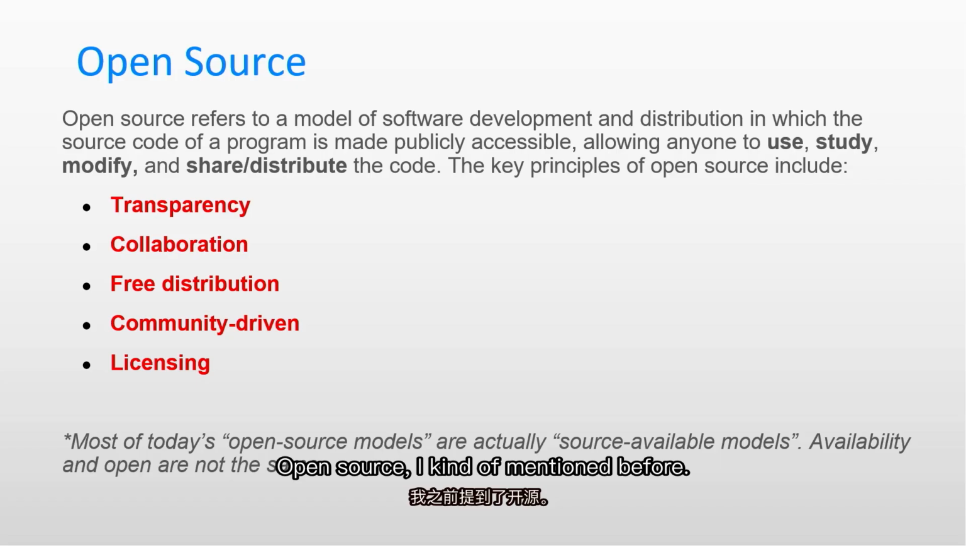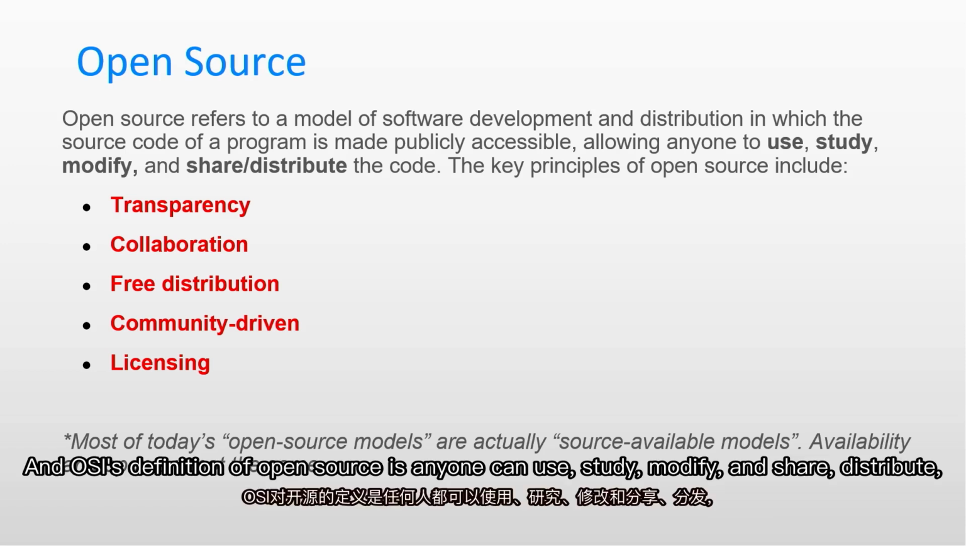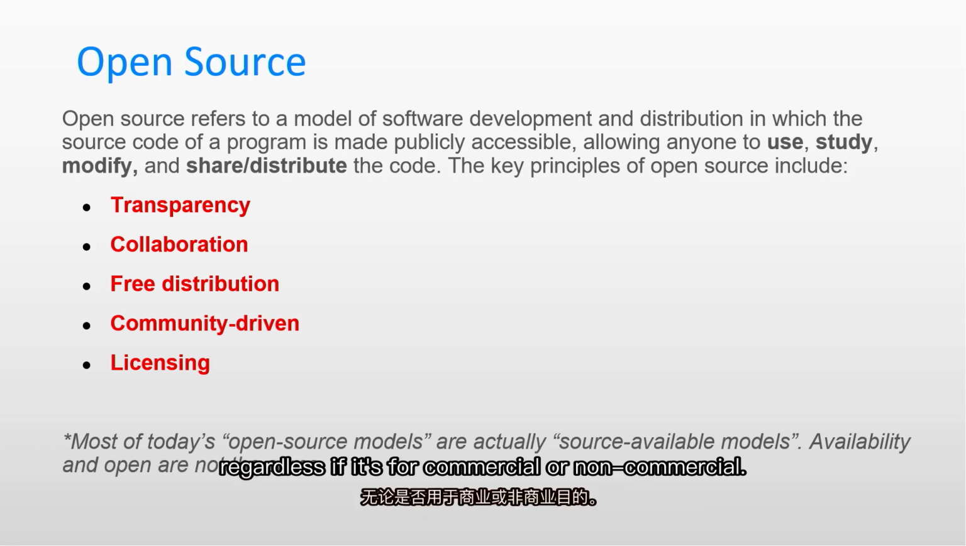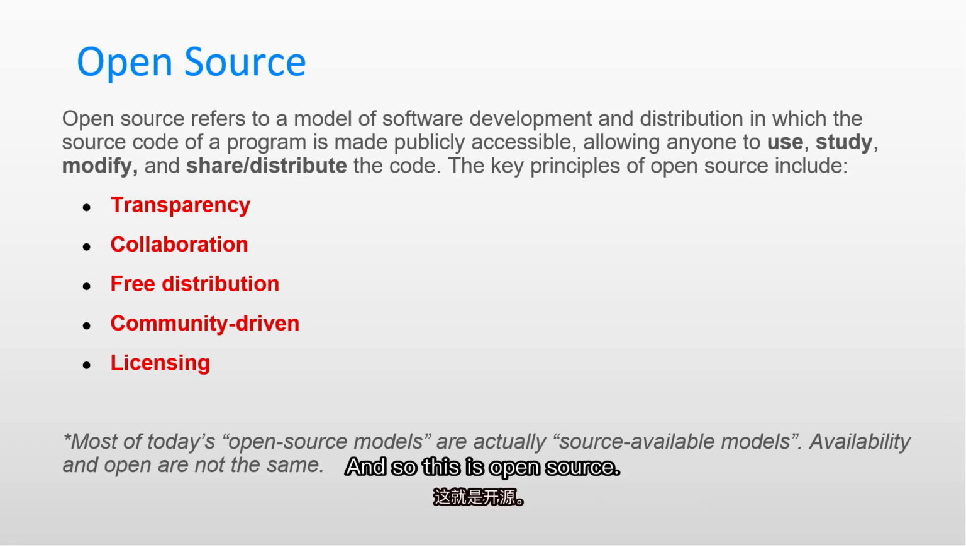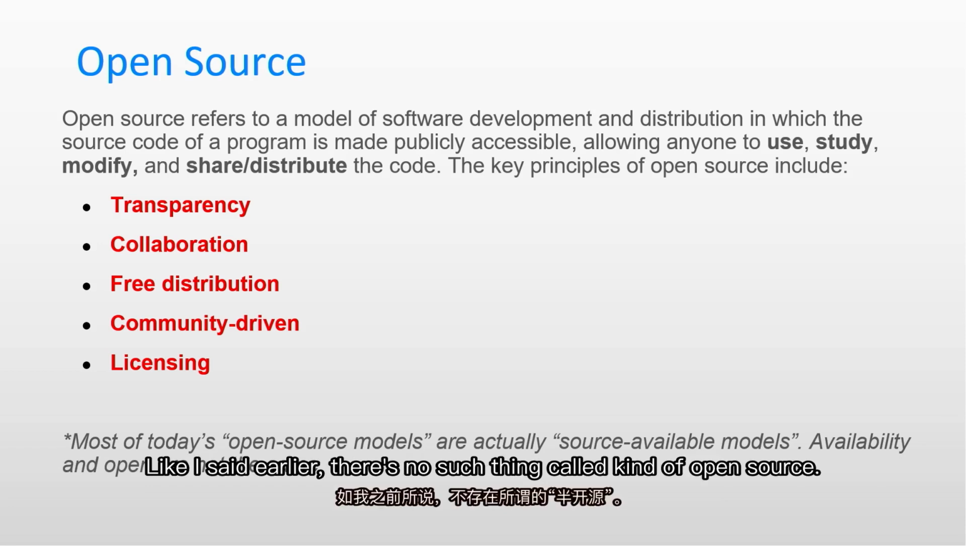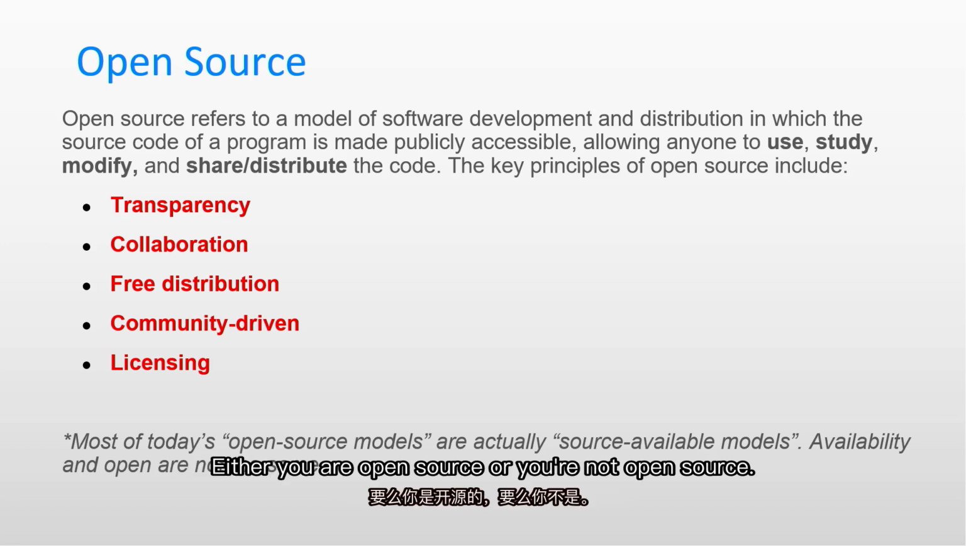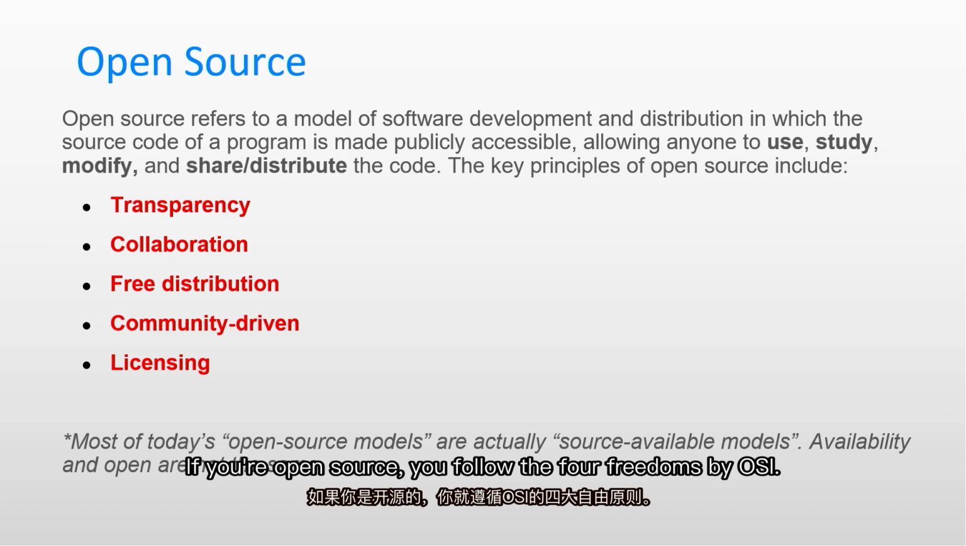Open source, I kind of mentioned before. Open source started in the 1960s, and it was just a kind of movement. It got formalized 26 years ago by OSI. OSI's definition of open source is that anyone can use, study, modify, and share or distribute, regardless of whether it's for commercial or non-commercial use. Like I said earlier, there's no such thing as kind of open source. Either you are open source or you're not open source. If you're open source, you follow the four freedoms by OSI.